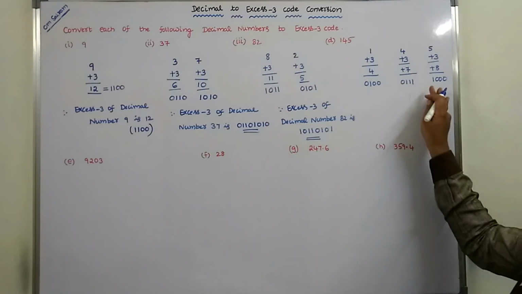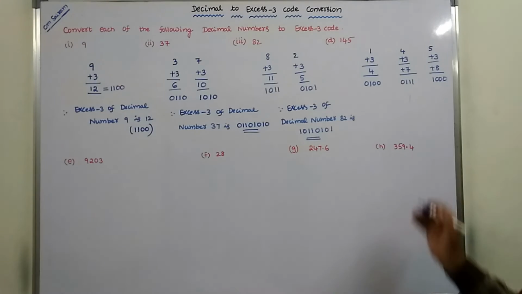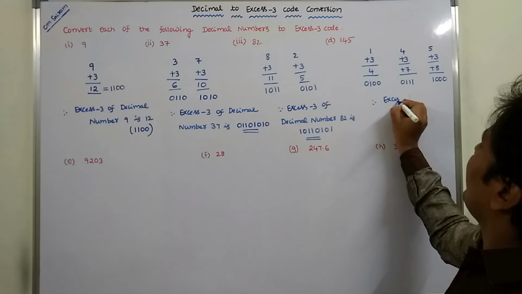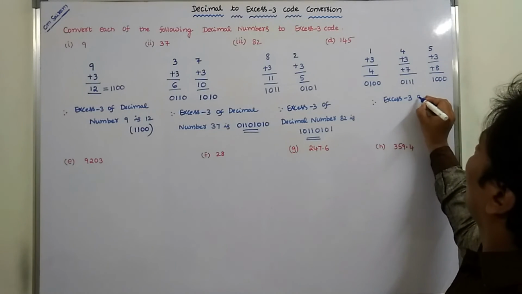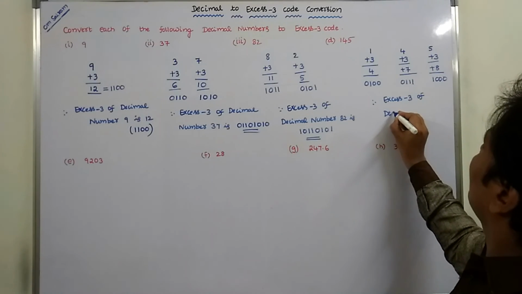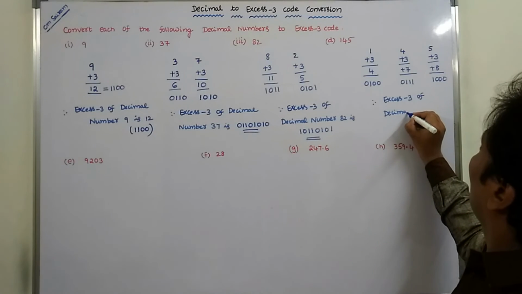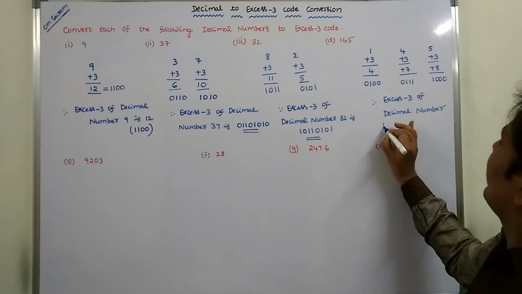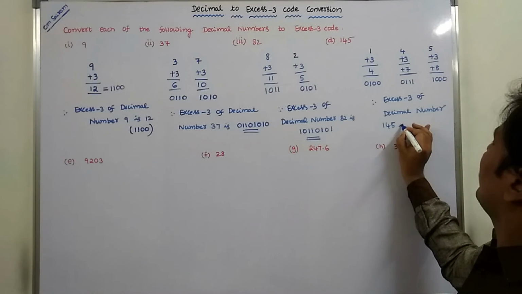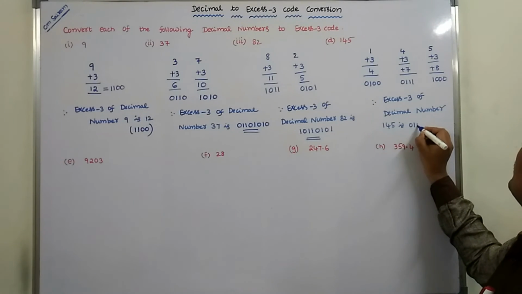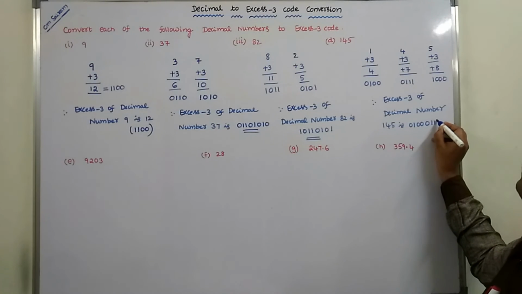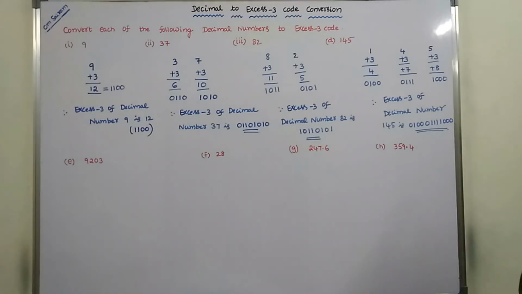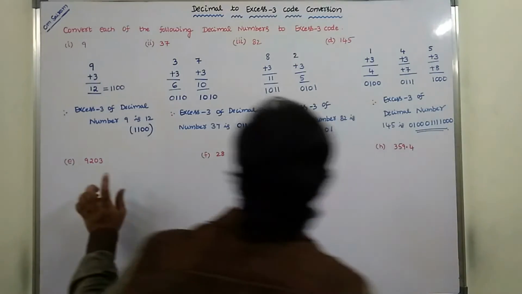Okay. So now we have to combine all these bits. So therefore, excess-3 of decimal number 145 is 0100 0111 1000. So this is the answer. Okay. Now we go for this one.